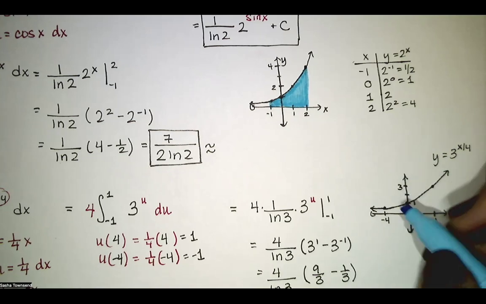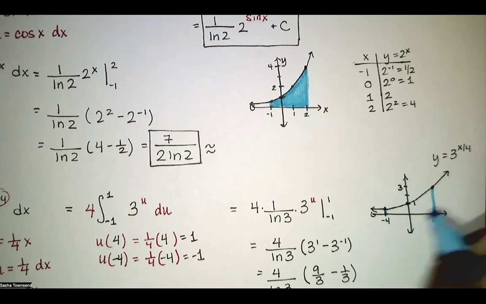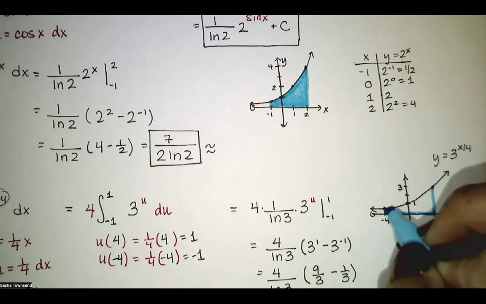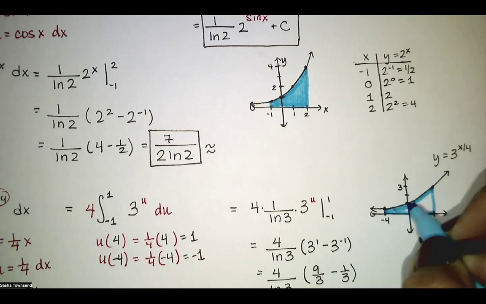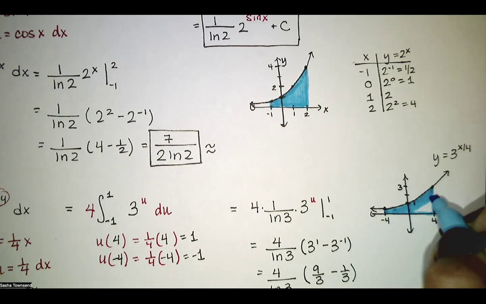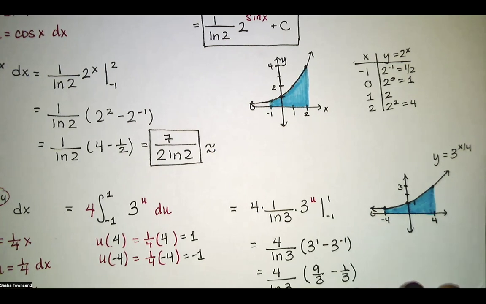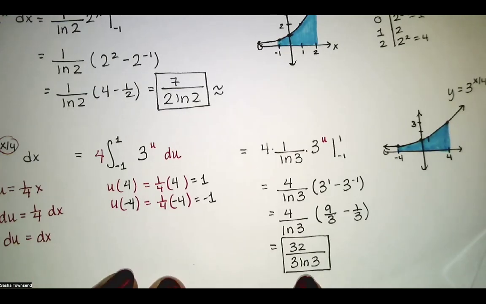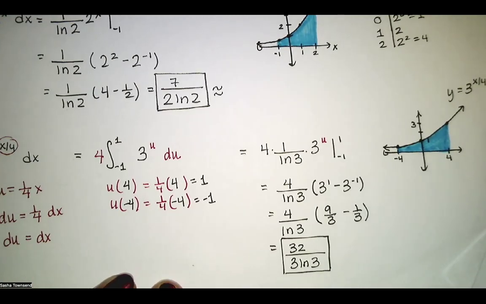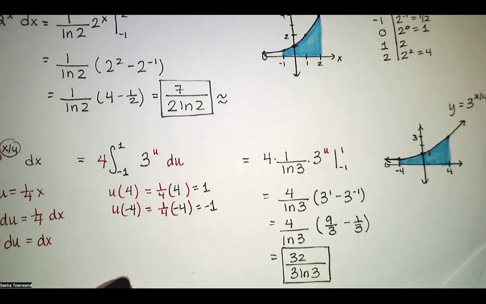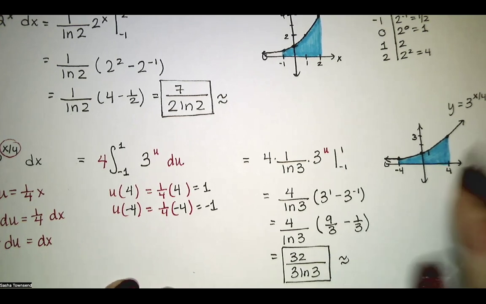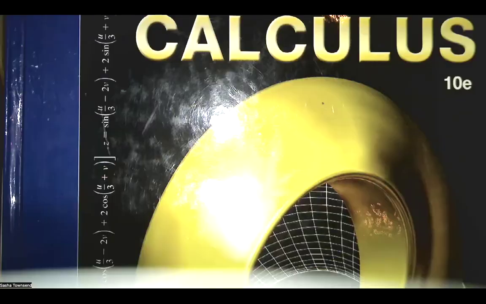We're trying to find that area under the curve. And it turns out that that area is equal to 32 divided by 3 natural log of 3. I don't know what that number is, but we could use a calculator like Desmos to give us a decimal approximation. All right. But 2 more problems.